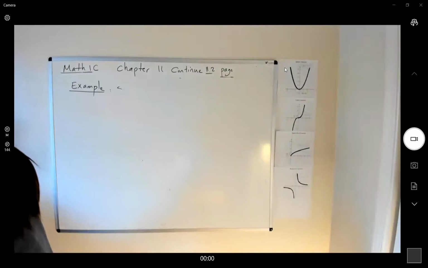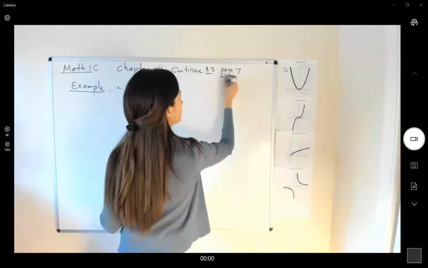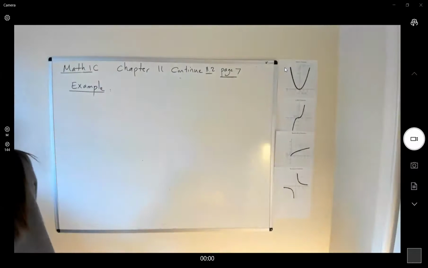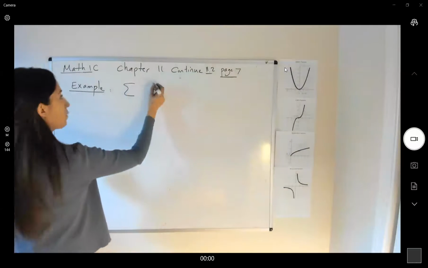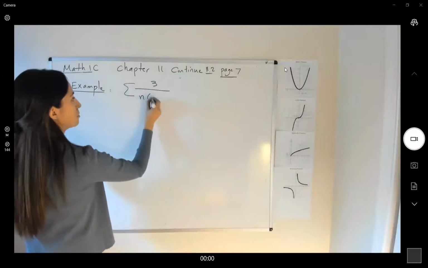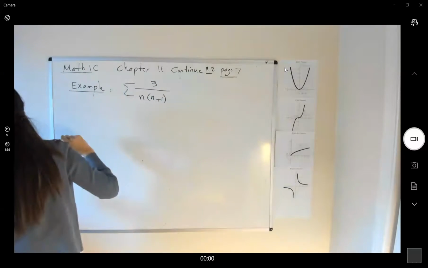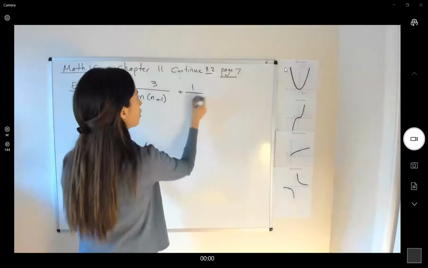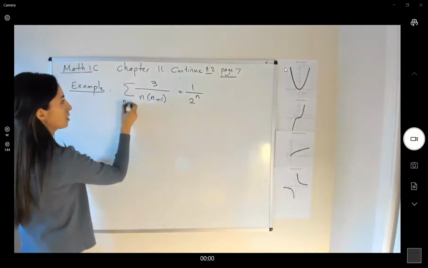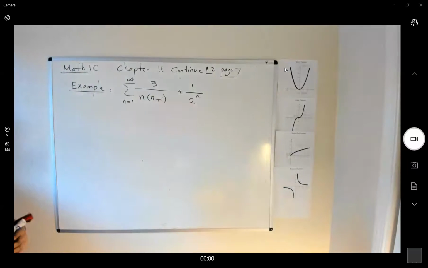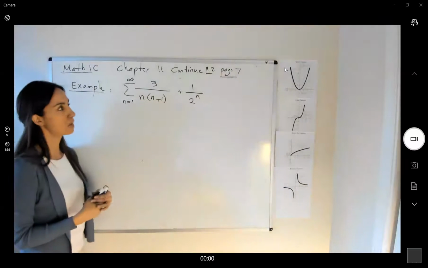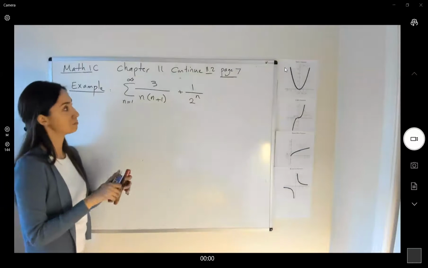We are on page 7. So here you have this series: the sum of 3 divided by n(n+1), plus 1 over 2 to the n, starts from 1 and goes to infinity. Perfect. So here you have a_n.